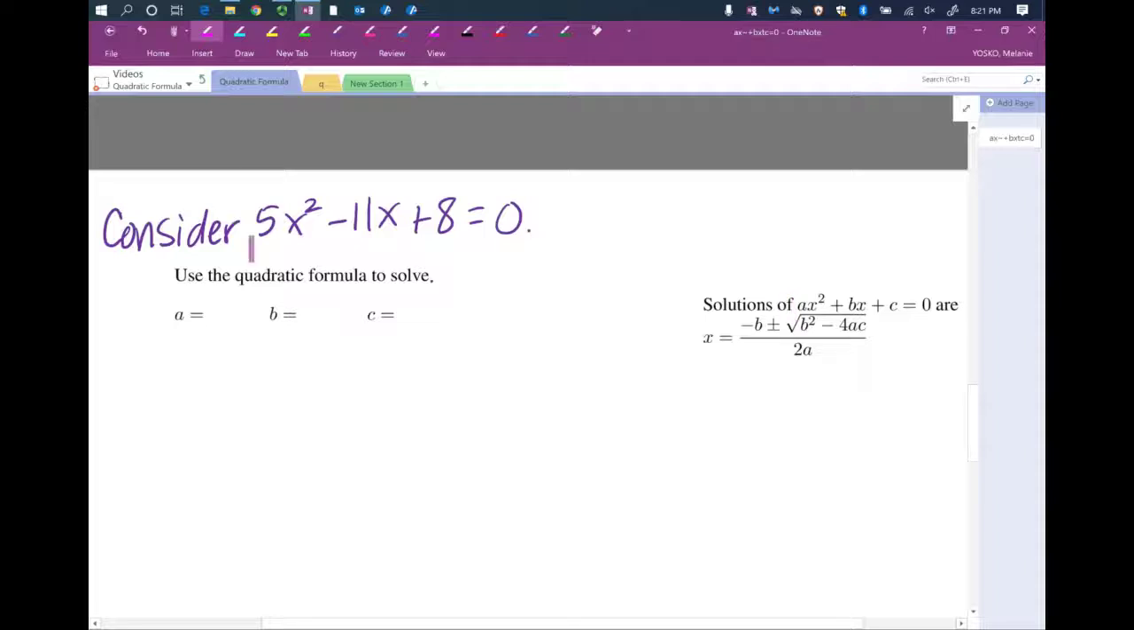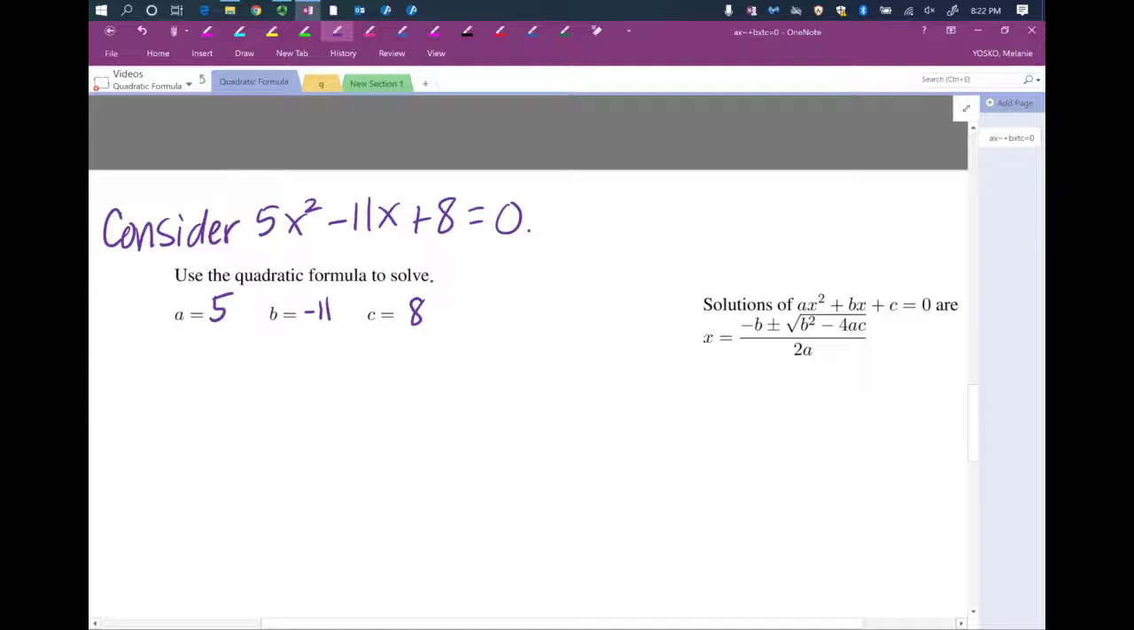Okay, so is our equation in this form? Well, we have some term with x squared first, and then we have a term with an x, and then we have a constant. So yes. So let's figure out what each letter represents. ax squared plus bx plus c equals 0. So a is the coefficient of x squared, so a is 5. b is the coefficient of x, so b is negative 11. And c is our constant, so c is 8.